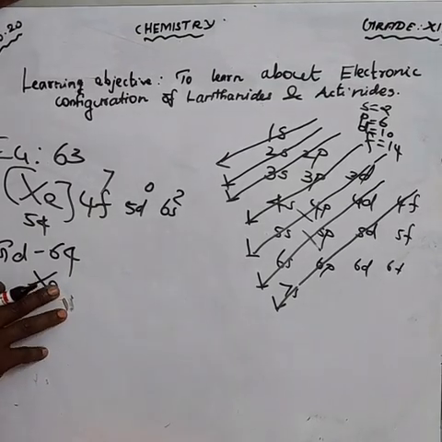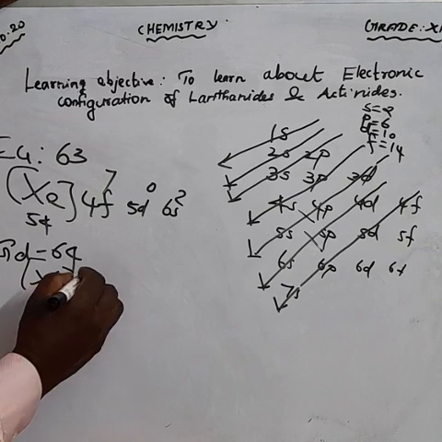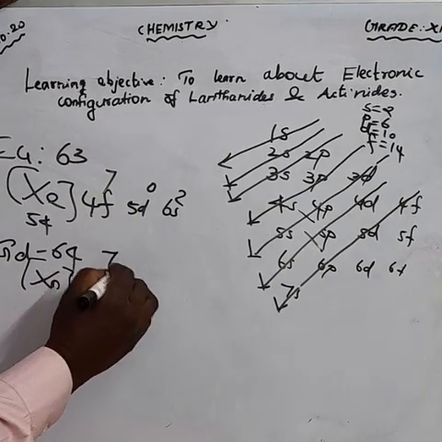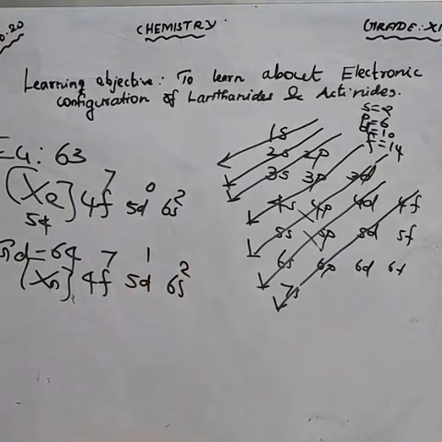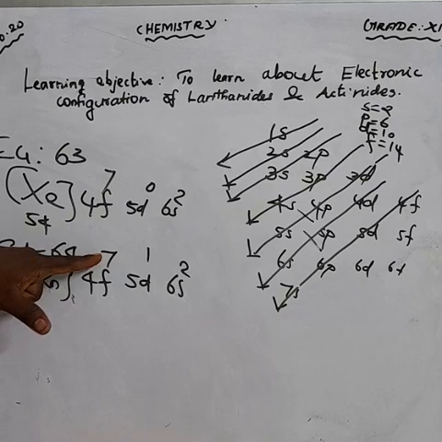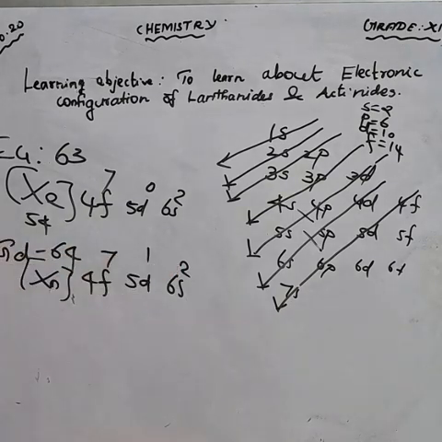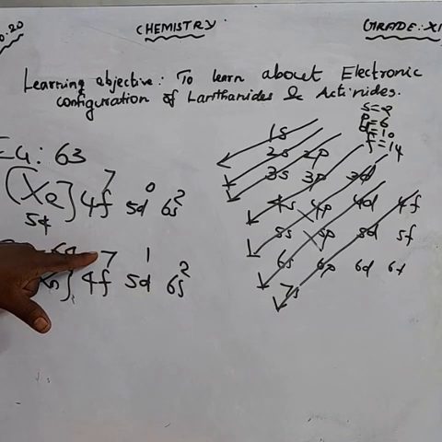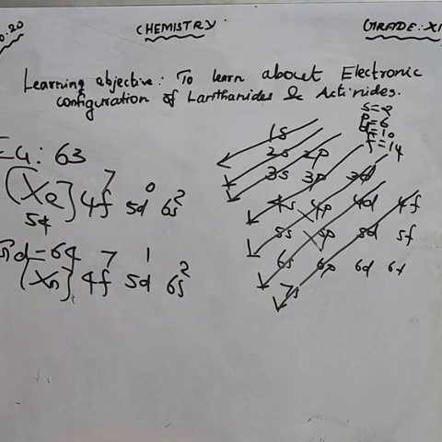Xenon, that is atomic number 54. 4F7, 5D1, 6s2. That means 54 plus 7 is 61, 62 plus 2, 64. These are the electronic configurations.